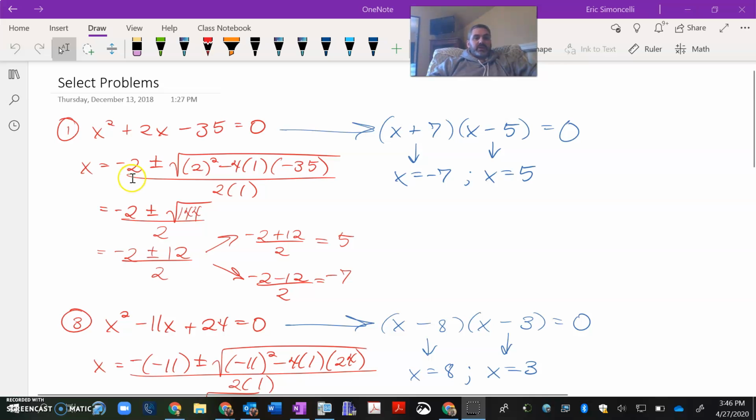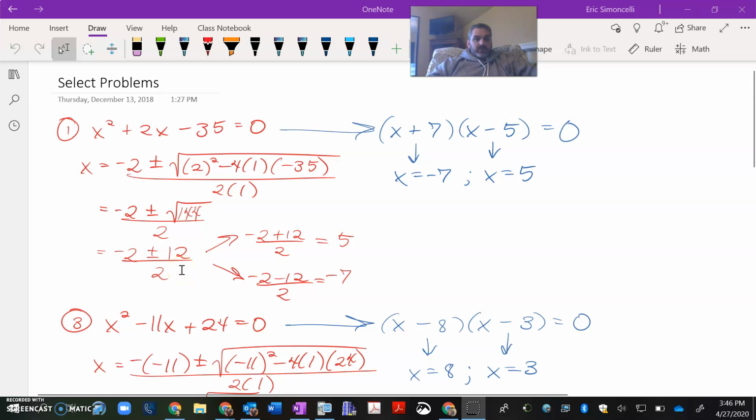So negative b, so negative 2 plus or minus the square root of b squared, so 2 squared minus 4 times a, which is 1, times c, which is negative 35, all over 2 times a, which is 1. The radicand ends up being, again, a nice perfect square. If you do that math, and notice all my parentheses again, you'll end up with a perfect square of 144, the square root of which we should hopefully know simply to be 12. So negative 2 plus or minus 12 all over 2.